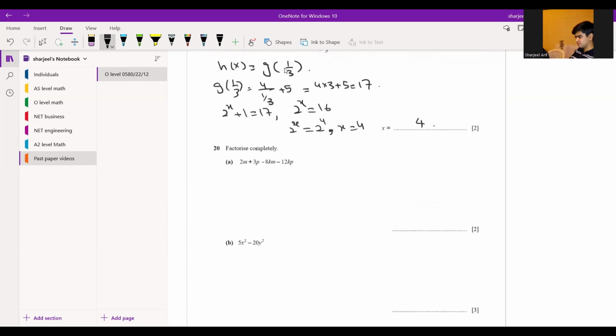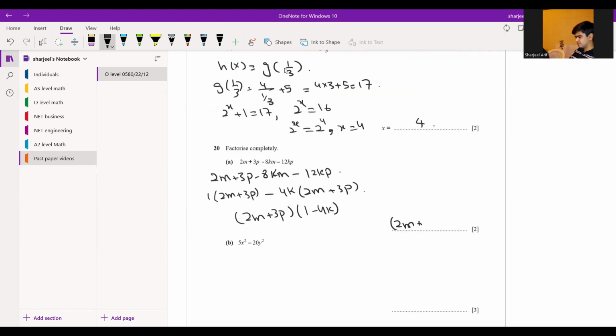Okay, now for question 20, we have to factorize the given expression. You just have to identify the common numbers if there are any. So you can take one common from the first part, or you can take 4k common from second part. You will get 2m plus 3p in the brackets. So simplified form will be like this. That's your answer.